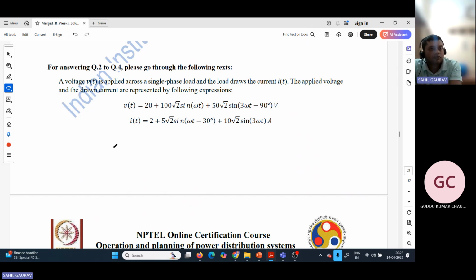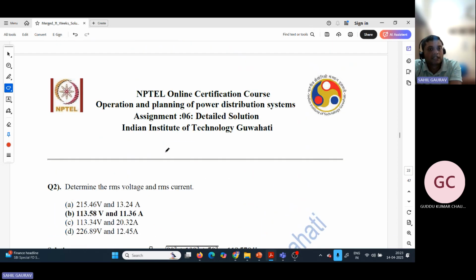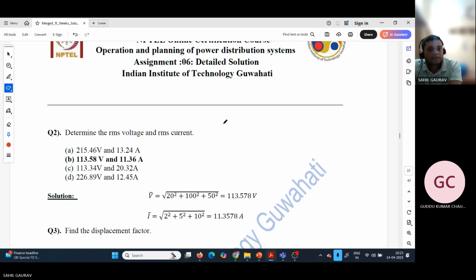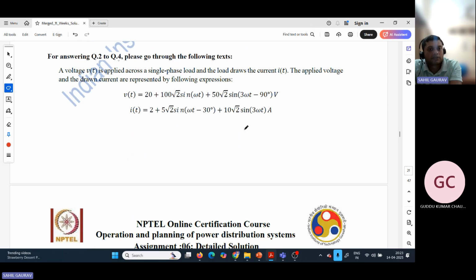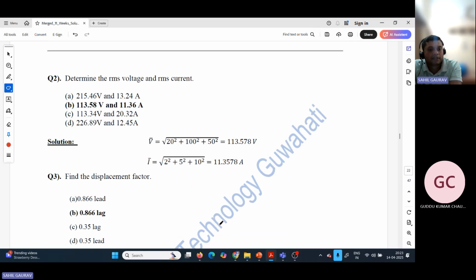Now in questions 2 to 4, we have voltage applied across a single phase load and the current drawn by the load is given. The applied voltage and the drawn current are represented by the following equations. You have to find the RMS voltage and current. To find the RMS voltage and current, you have to take the DC square and the RMS of the AC values. The square of RMS is the sum of squares of the AC quantities: 200 square plus 100 square plus 50 square. Similarly, for current, you will get 2 square plus 5 square plus 10 square.